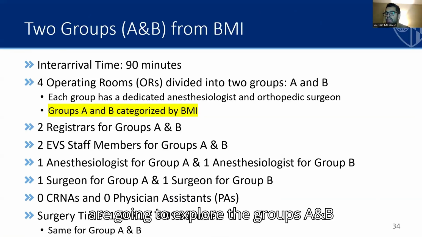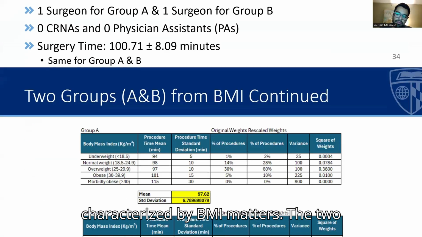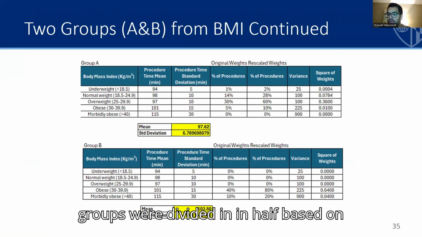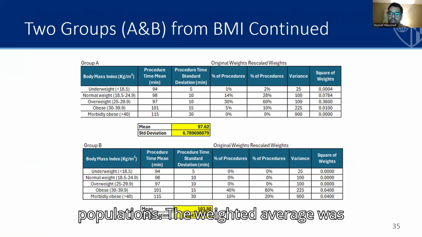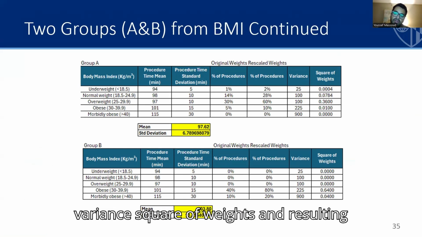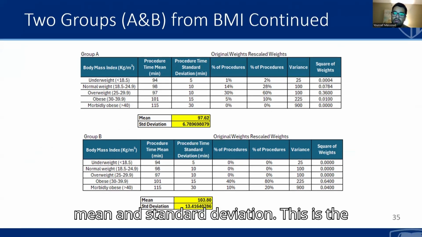Next, we are going to explore if groups A and B categorized by BMI matters. The two groups were divided in half based on the weighted average of the patient population's BMI. The weighted average was then accounted for when determining the variance, square of weights, and resulting mean and standard deviation.